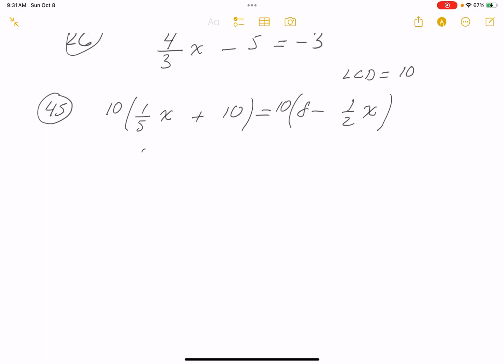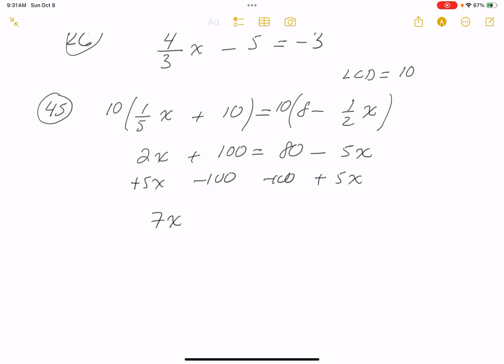So 10 times the first term is 2x. 10 times 10 is 100. 10 times 8 is 80. And 10 times 1/2 is going to be 5. All right, what did I accomplish with the fraction? What I'm going to do now, add 5x to both sides and subtract 100 from both sides. What do you get there? 7x equals, well, it's going to give you minus 20.